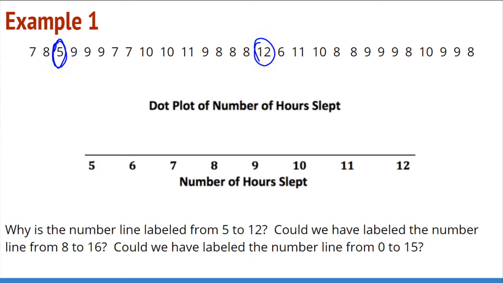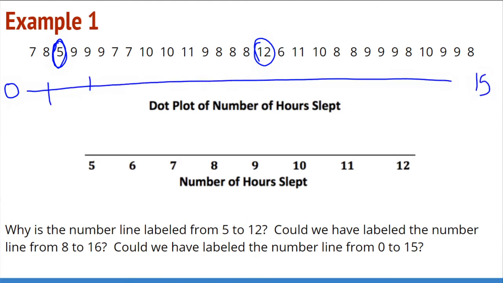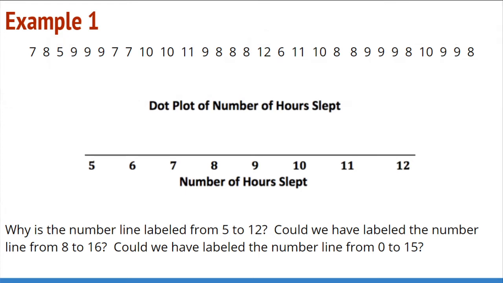Well, yes, we could have. We could have started at 0, we could have gone to 15, and we could have gone 1, 2, 3, 4, 5, 6, 7, 8, 9, 10, 11, 12, 13, 14, 15, and of course my lines aren't spaced as well as they should be. We could have done that. The question would be, is it practical? Do we need to always start our number line at 0? And the answer is no.